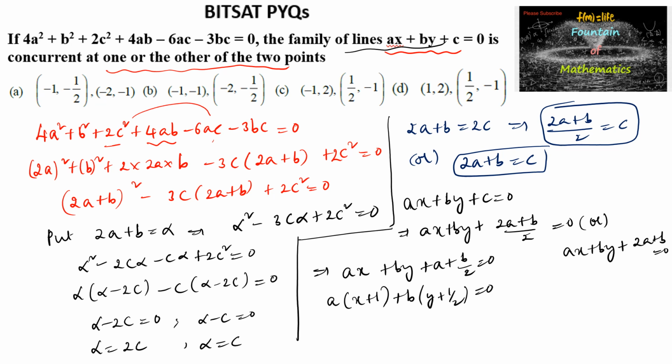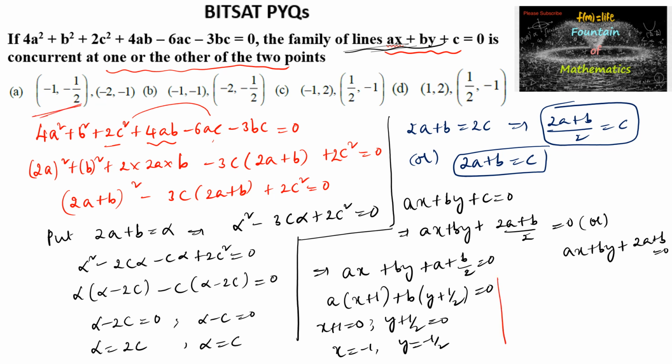And since it is representing a family of lines, definitely the point which all the lines are passing through is x plus 1 is equal to 0 and y plus half is equal to 0. So we can write x is equal to minus 1 and y is equal to negative half. So minus 1 comma minus half is 1 point, which is in the option A, minus 1 comma minus half.